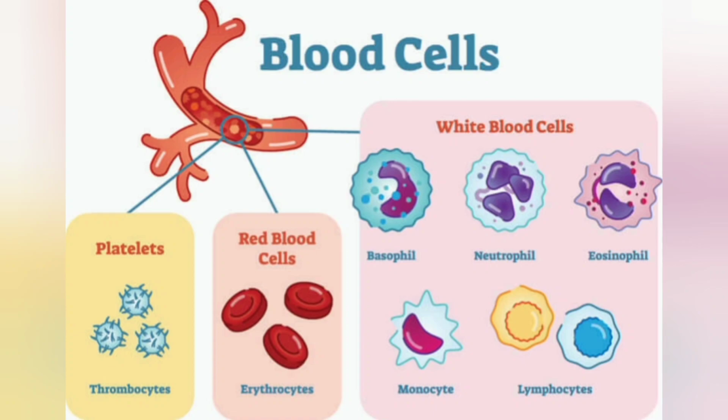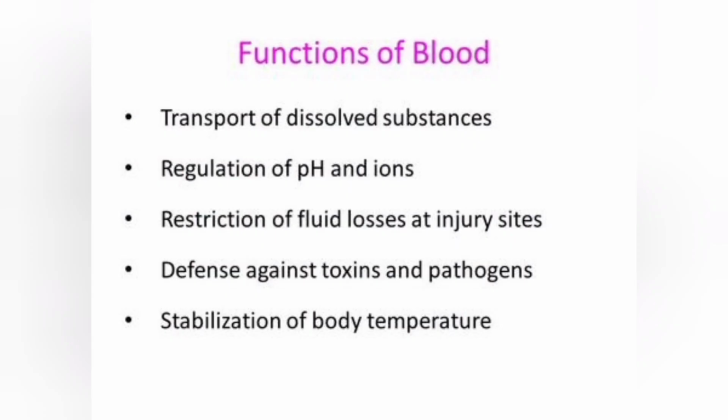Number one is transport. So what are the functions of blood? As we know, transport of dissolved substances, regulation of pH and ions for homeostasis or the maintenance of the body, restriction of fluid losses at injury sites, defense against toxins and pathogens in case of immunological defense, and stabilization of the temperature.